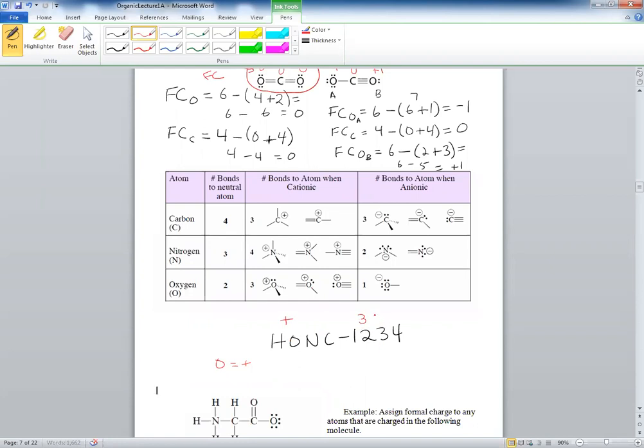Anytime nitrogen is above 4, it's also going to be positive. Now, I'm going to leave the carbon alone. That's why I told you it's not a magic formula, but it will help. When will carbon be positive? This one will be positive when it has fewer bonds, but no more electrons.